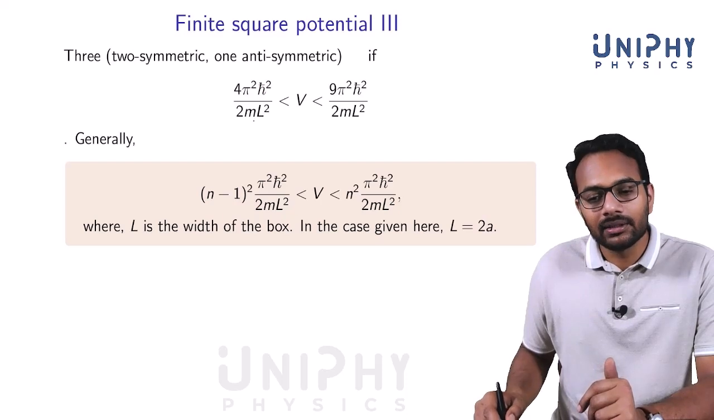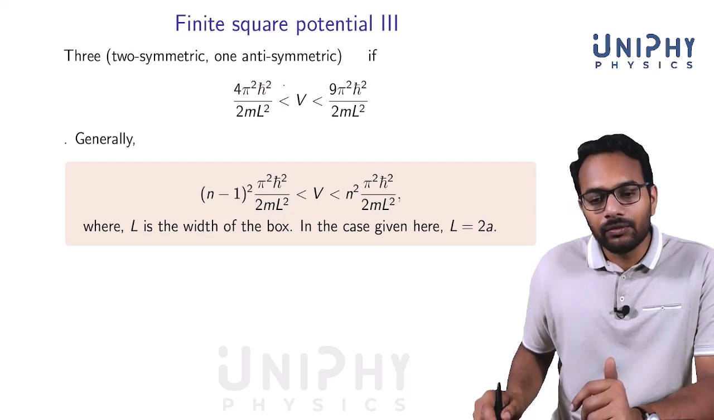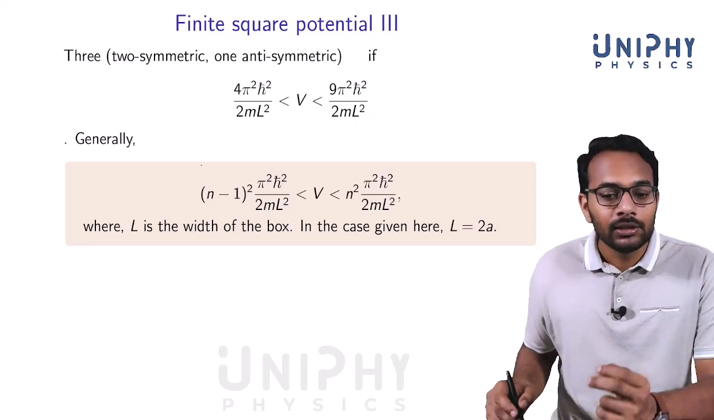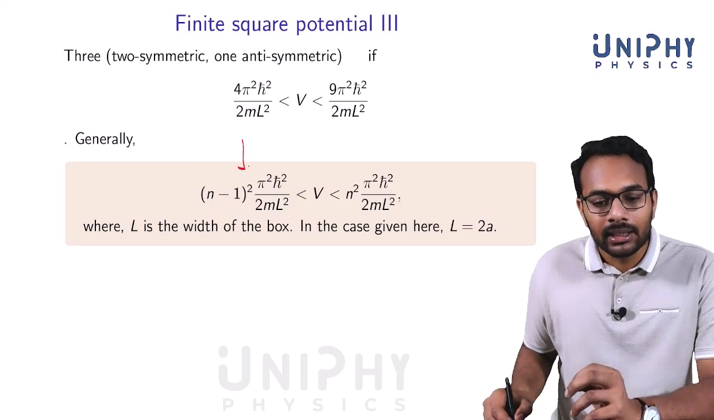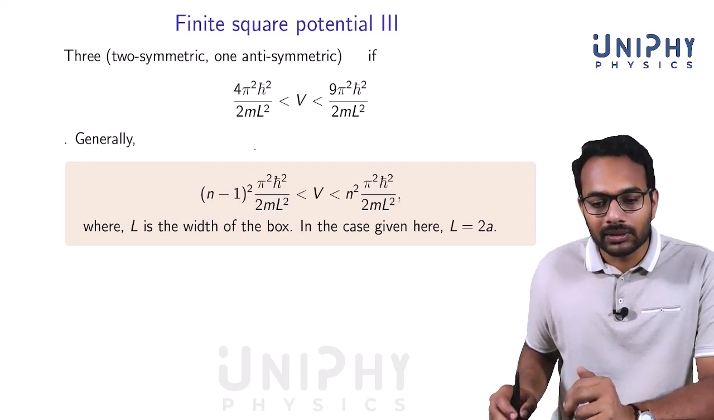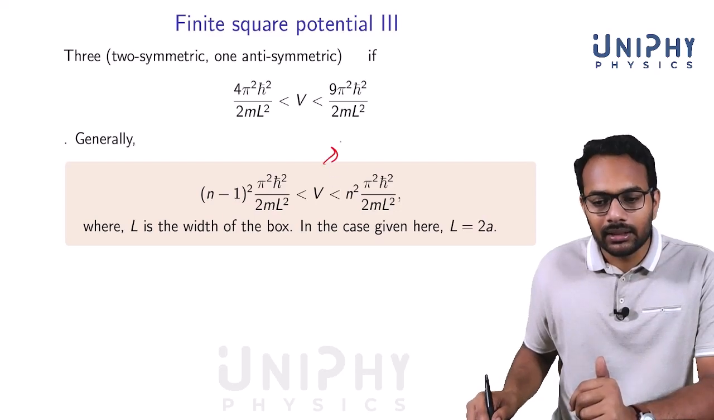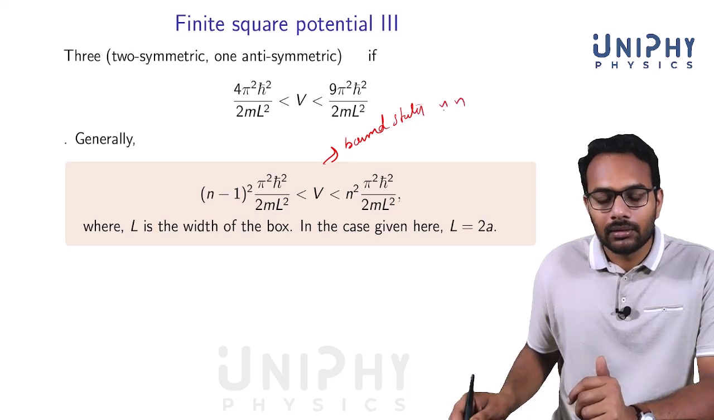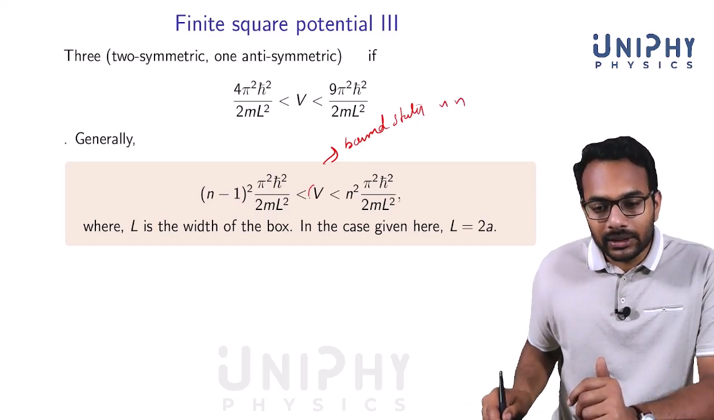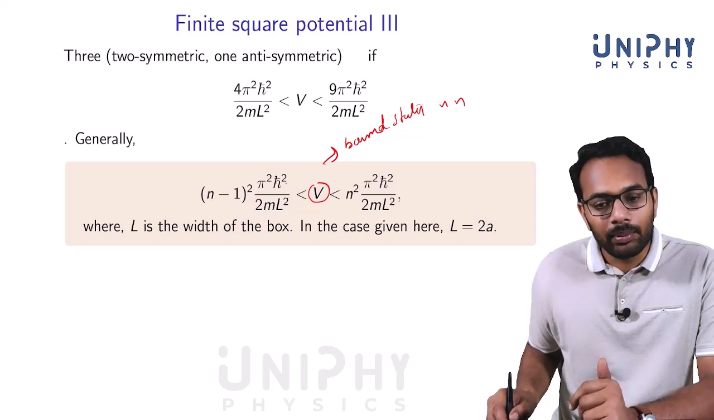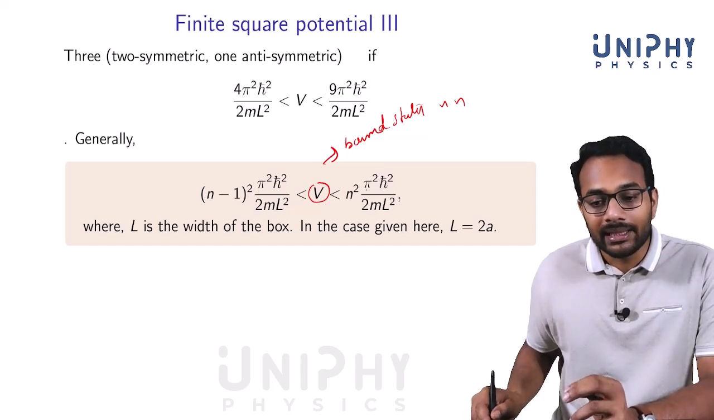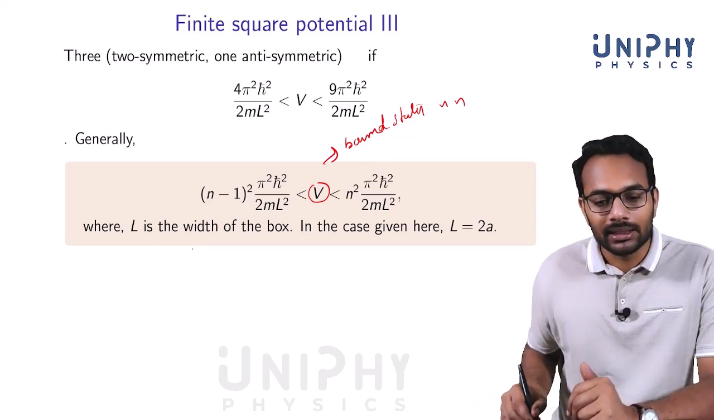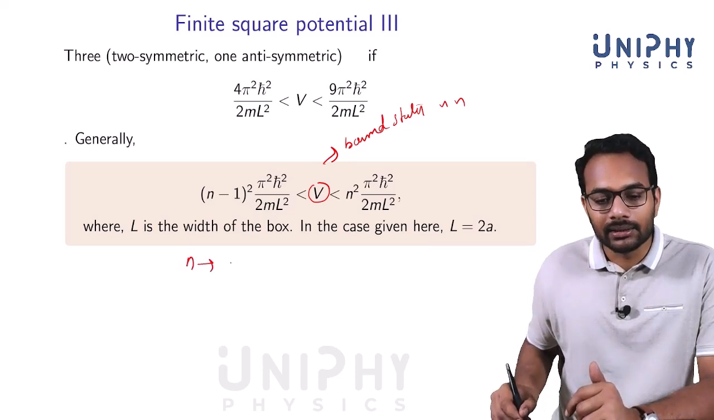If V is between 4 pi square h cross square and 9 pi square h cross square divided by 2mL square, then there are three. So we see that we can obtain a general formula here. If the potential energy is between (n minus 1) square pi square h cross square divided by 2mL square and n square pi square h cross square divided by 2mL square, then there are n bound states. N here is the number of bound states.